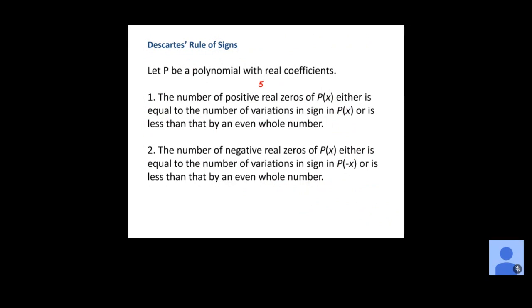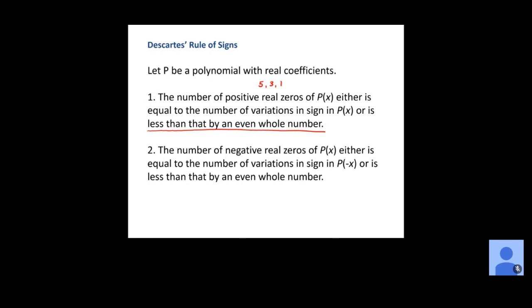What this says is that it could be that number or less than that by an even whole number. Well, an even whole number would be multiples of 2, right? So I could have 5 or 3 or 1. Okay, so it doesn't tell me exactly how many positive real zeros I have. It just tells me I could have 5 of them, I could have 3 of them, or I could have 1 of them if I had 5 sign changes.